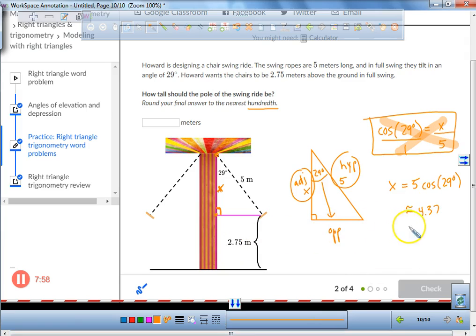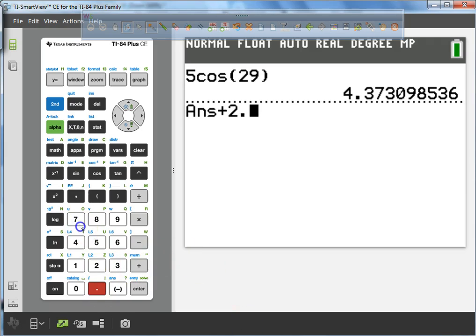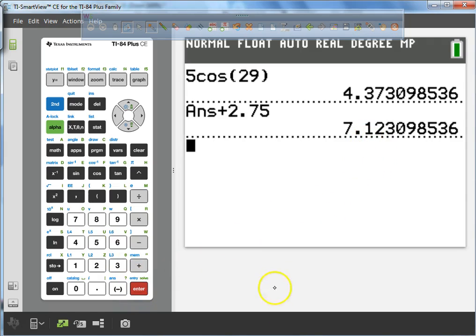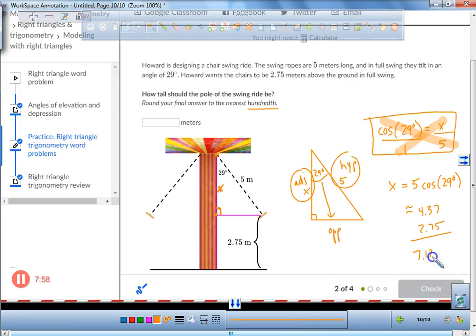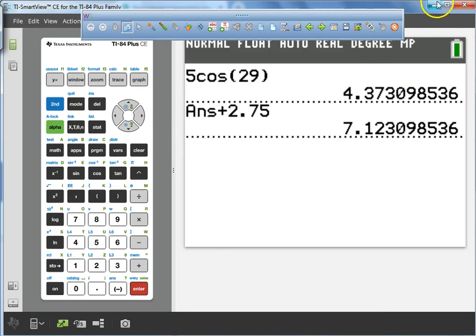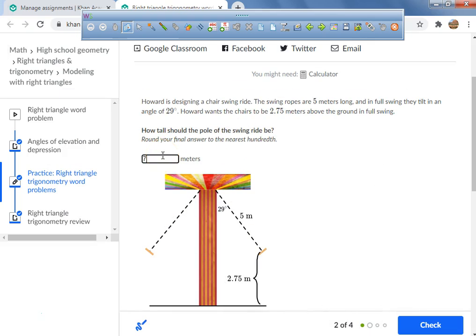But what do I have to add to that? I have to add 2.75 to that. Not 5, 2.75. Looks like it's 7.12. So it says, how tall should the pole of the swing ride be? I'm guessing this is the pole. All right, so put 7.12 meters. If I'm wrong, we'll find out why I'm wrong. But I think that's it. 7.12. Oh, I got it right.